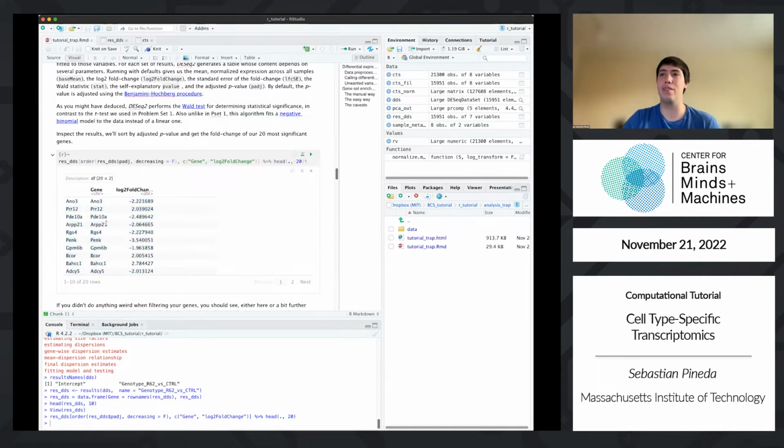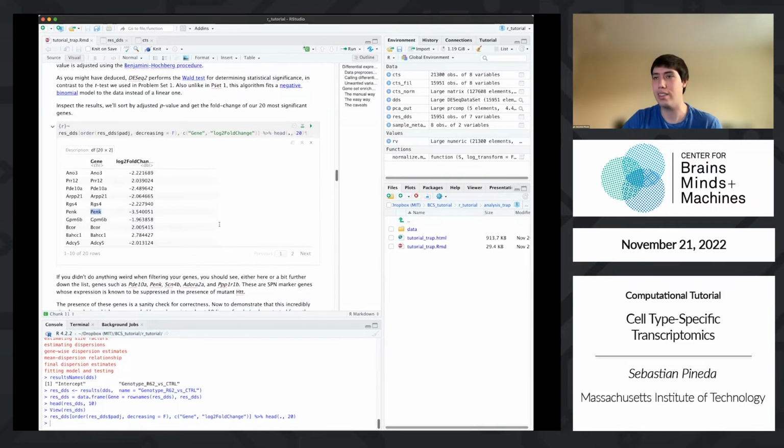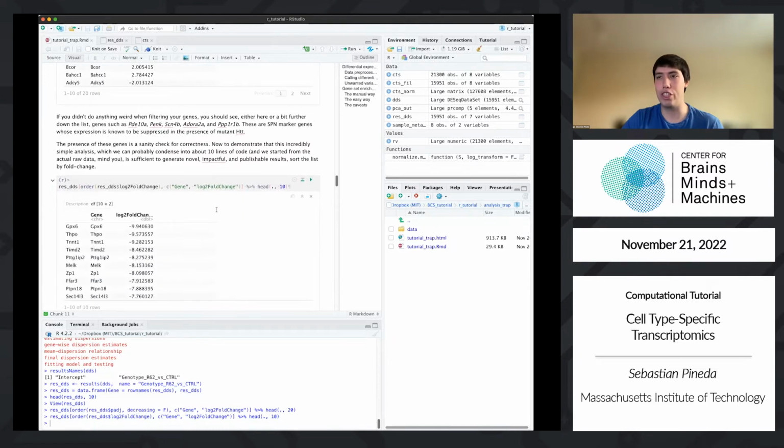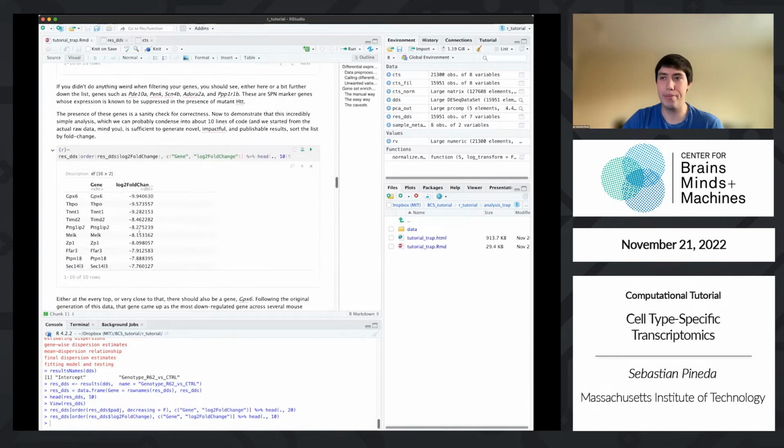And right off the bat, if you're familiar with the HD literature, you know that these genes are sort of the canonical differentially expressed genes for spiny projection neurons in the striatum. In HD, these genes are dramatically depleted, and we can see that right off the bat. So this is a good sanity check that our data is correct. It's reliable. And now we can sort by fold change, and we can ask, okay, what are the things that are changing the most? Because now these are genes that we haven't necessarily seen before.